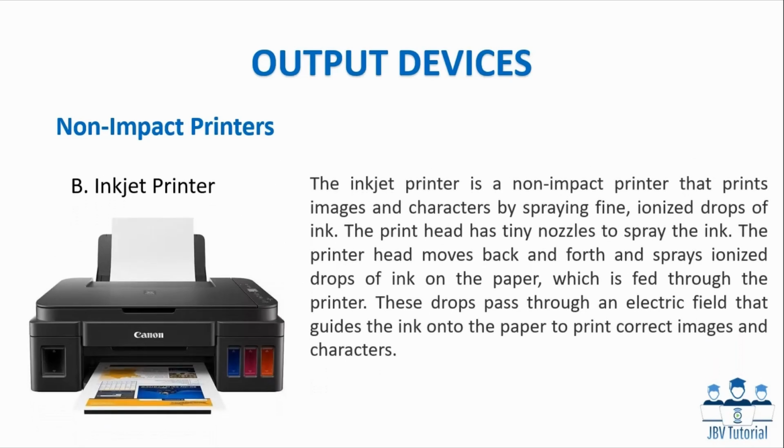Inkjet printer. The inkjet printer is a non-impact printer that prints images and characters by spraying fine, ionized drops of ink. The print head has tiny nozzles to spray the ink. The printer head moves back and forth and sprays ionized drops of ink on the paper, which is fed through the printer. These drops pass through an electric field that guides the ink onto the paper to print correct images and characters. An inkjet printer has cartridges that contain ink.